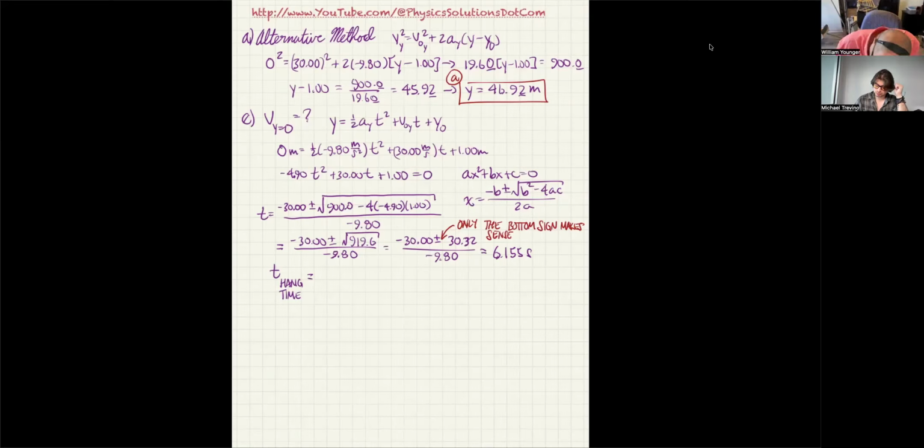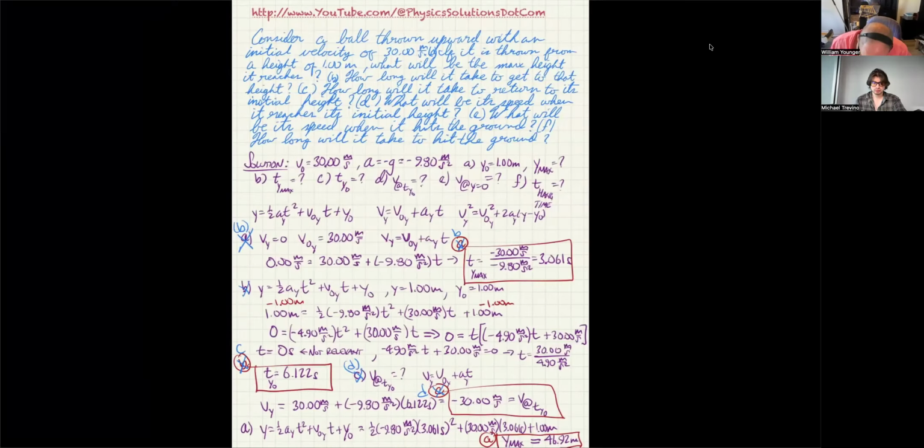In this case, we got 6.155 seconds. Technically, with the sig figs, 30.00 minus 30.32 gives me 4 sig figs, divided by 3 sig figs, so I really should only have 3 sig figs. So I'll circle it that way. That's not the answer we've been asked for, because in part E we wanted to know what will be its speed when it hits the ground. So we want to know the speed at that time.